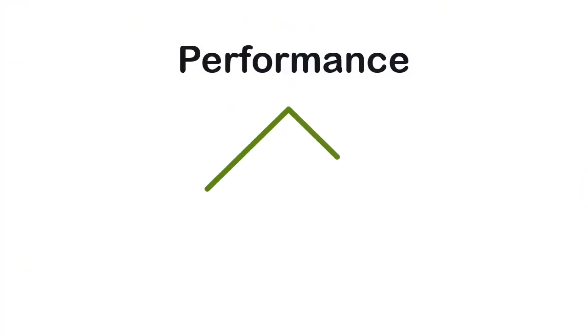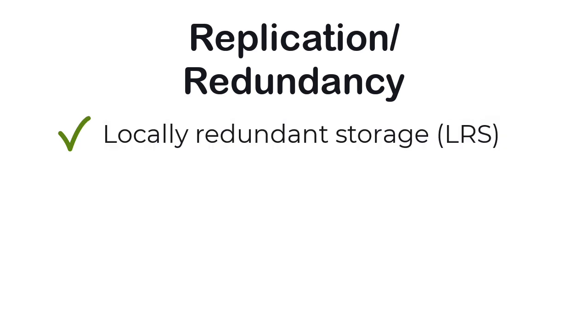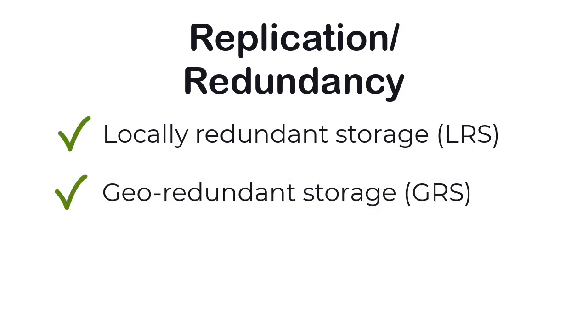We have settings such as performance. You can choose between standard and premium. Next is replication. You need to decide on a strategy for copying your data. Options available for replication include locally redundant storage, which stores your data 3 times within a single data center in the primary region. There is geo-redundant storage. Geo-redundant storage copies your data 3 times within a single data center in the primary region, and then to a single physical location in a secondary region.